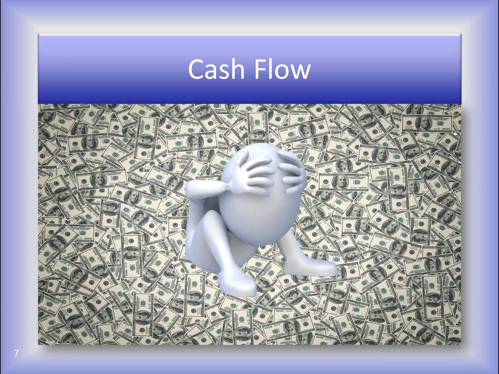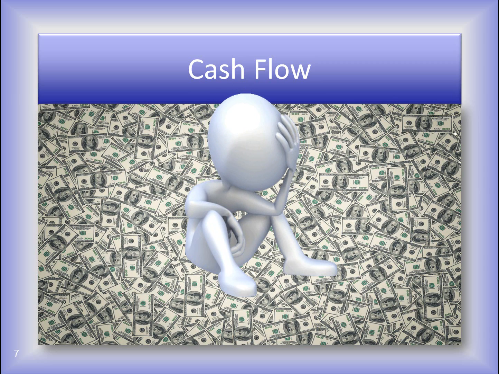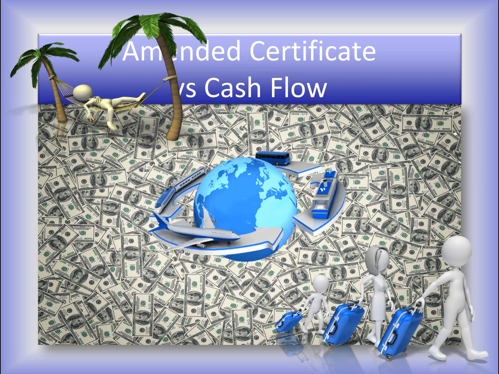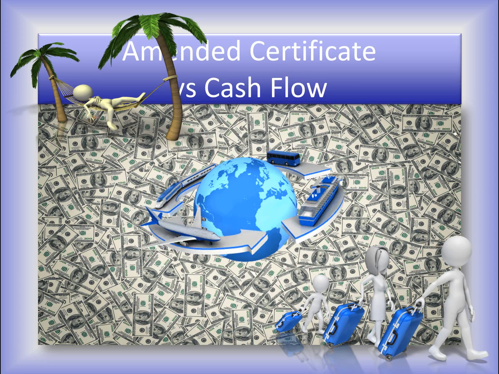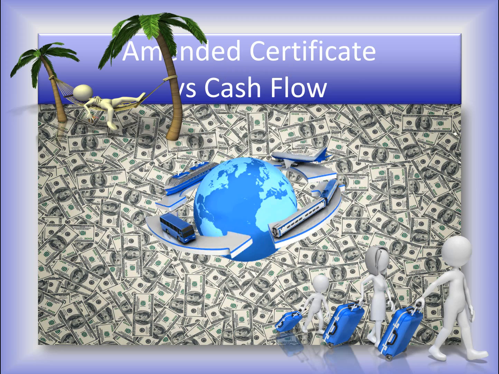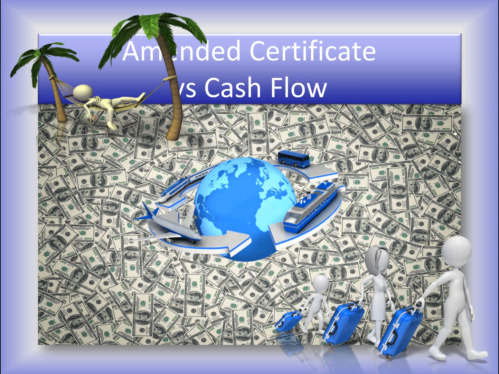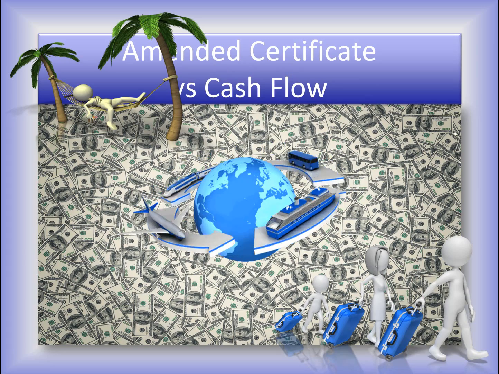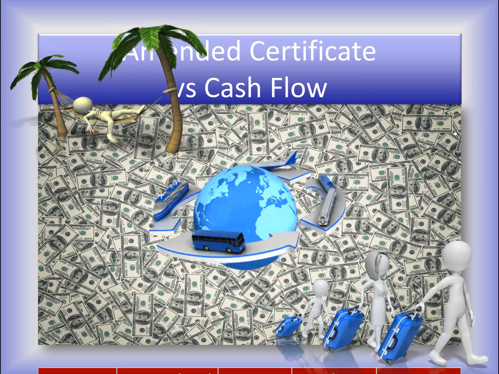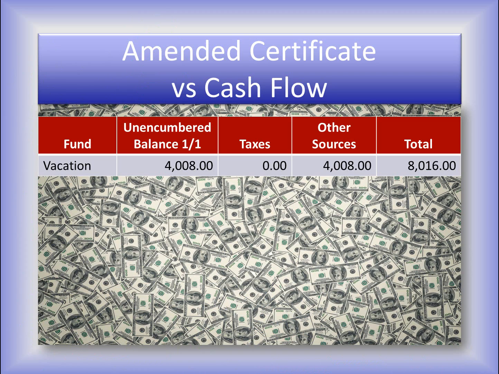Let's use a family vacation for an example. Everybody likes to plan a vacation. Our family established a vacation fund, let's say it was last January, and they've added $334 to the fund each month. This is the second year. They now want to take a $7,000 vacation this year. An amended certificate, if they needed one, shows that sometime during the year the family could take a $7,000 vacation, but it does not show anticipated monthly cash balances.